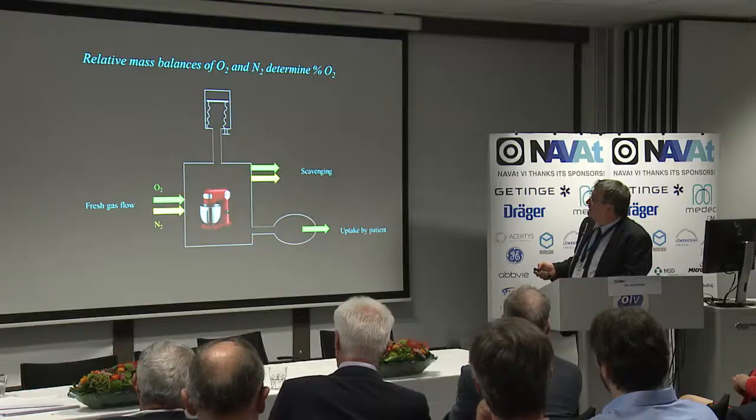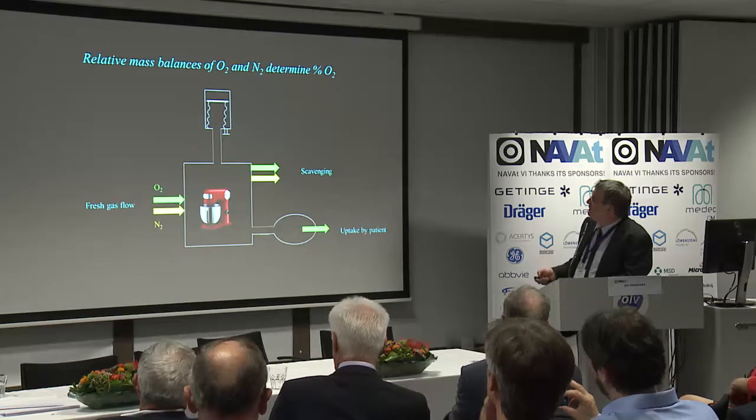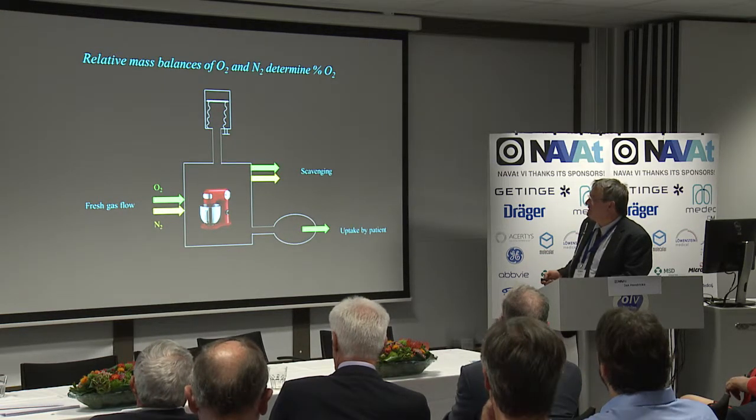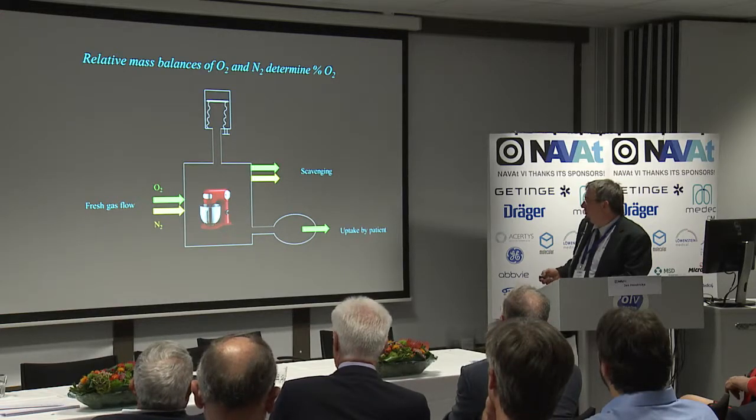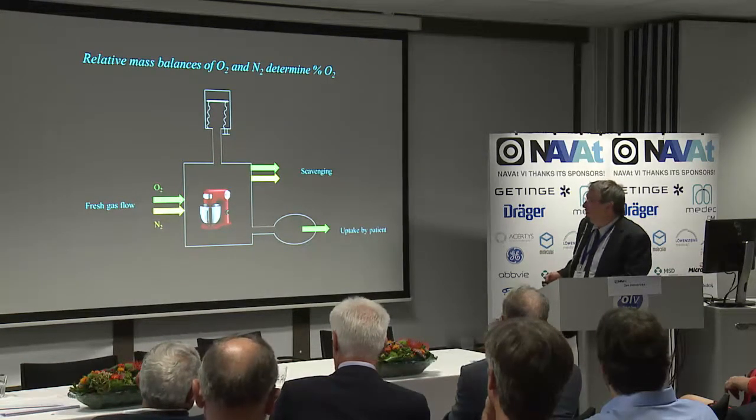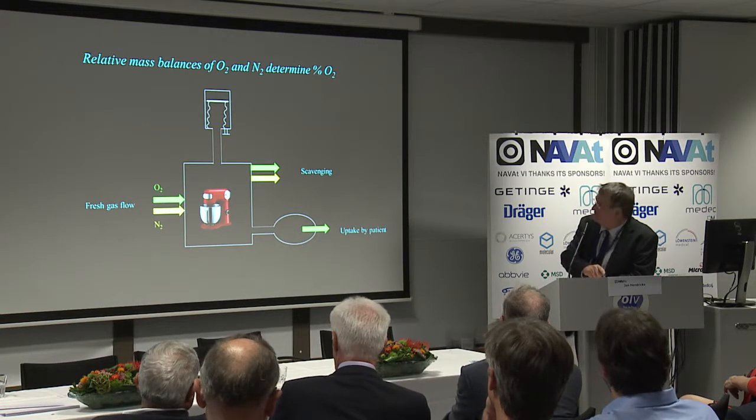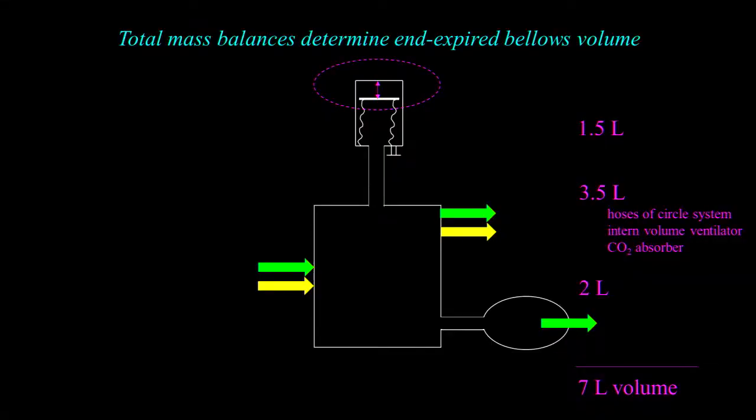The relative mass balances of oxygen, nitrous oxide and nitrogen determine the oxygen concentration you get in the system. So basically, and that's something that Andre told me, you can consider this to be a mixture. You just consider the mass balances in the system. The total mass balances, the total amount going in and out, determine the volume of the bellows at end expiration.